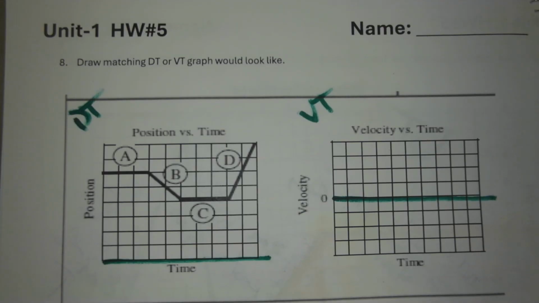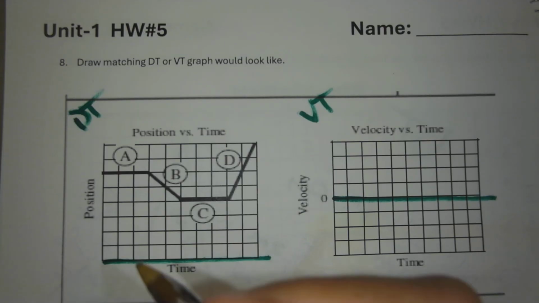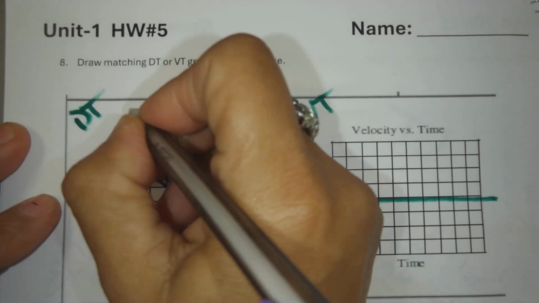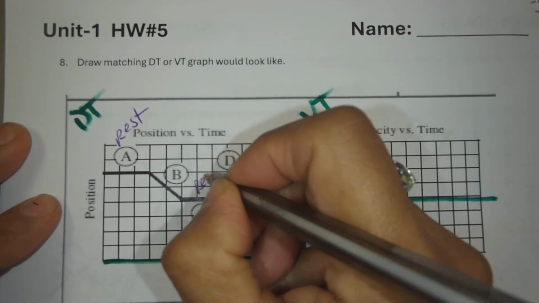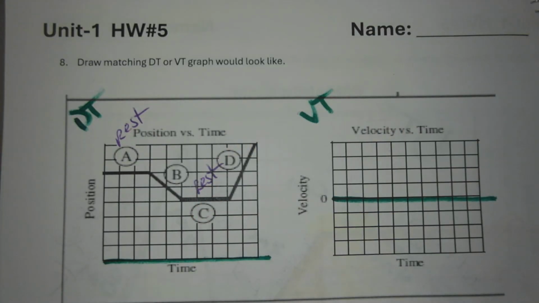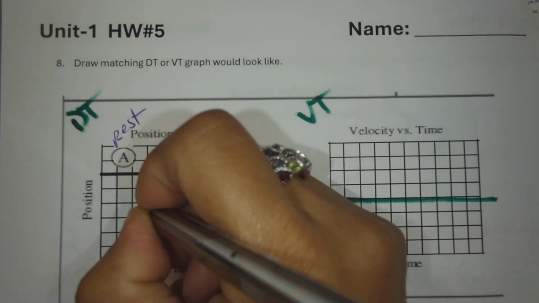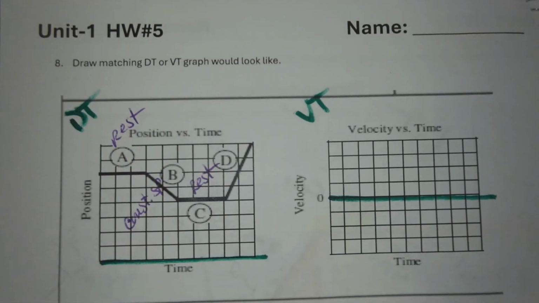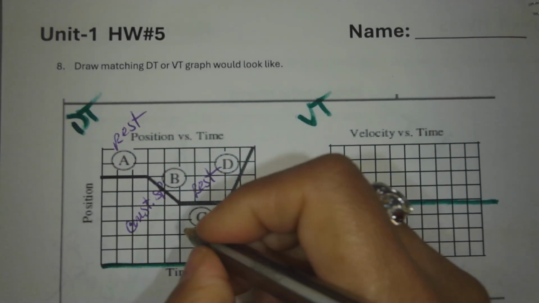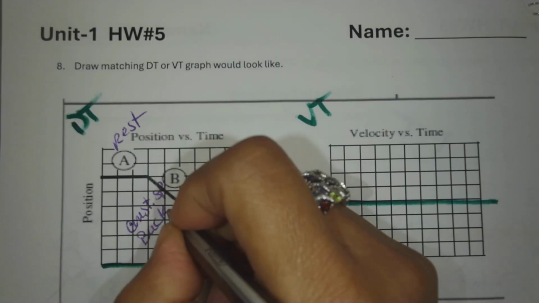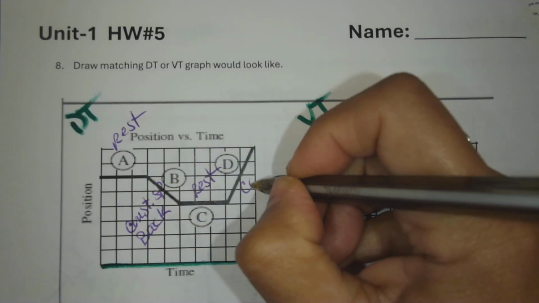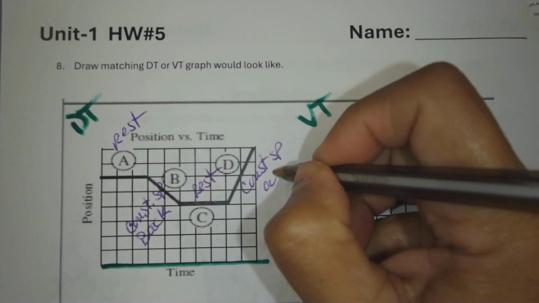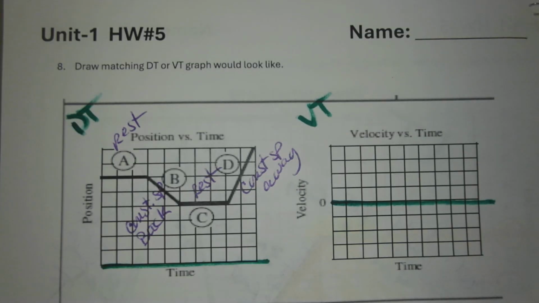Now, what did I mention? Please analyze the lines. When we are over here, we can see we're at rest, and a flat slope or a nice pretty slope like line B and D means my object on a DT graph is constant speed, but this one right here is moving back towards the origin, and this one is constant speed away from the origin.